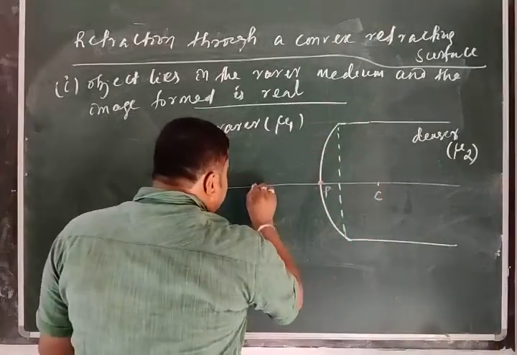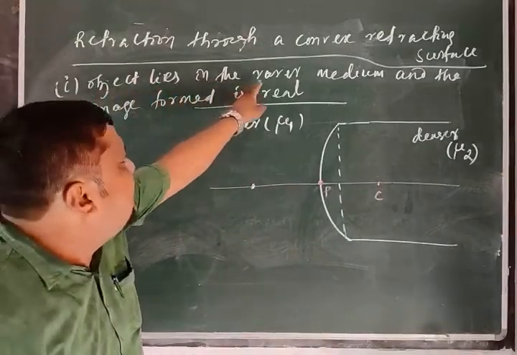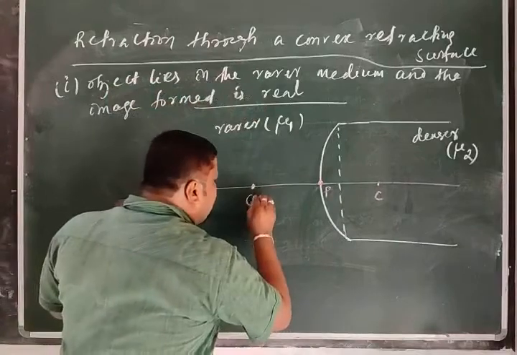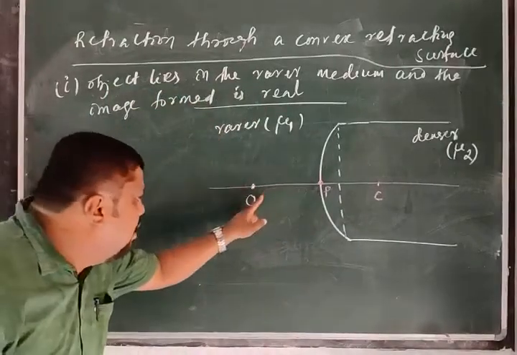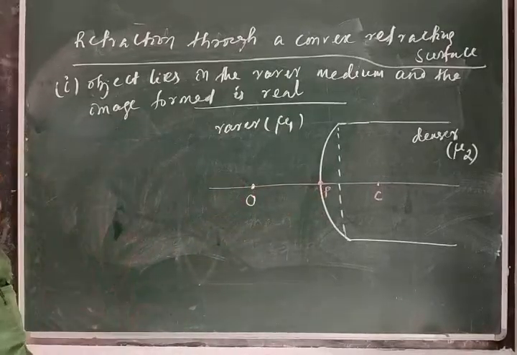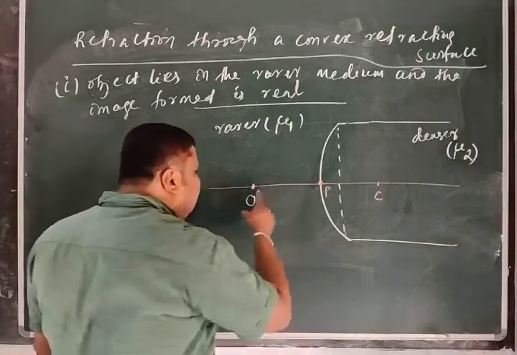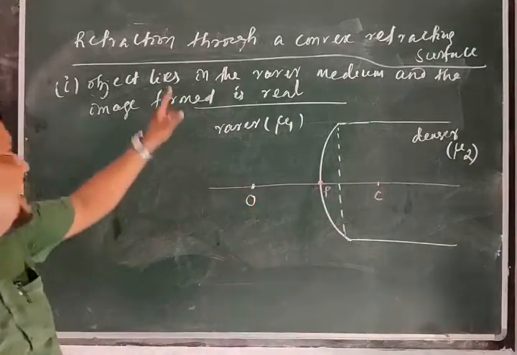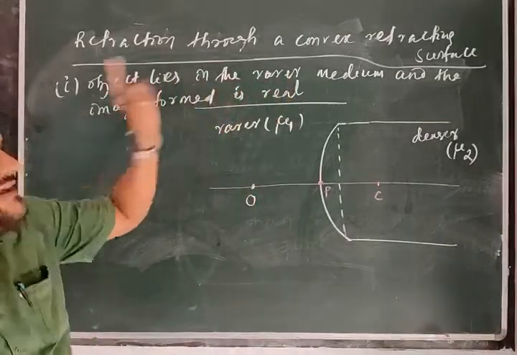Now let the object lie in the rarer medium. Let this be the object O in the rarer medium. P to O, pole to object, that is called your object distance u. The object is at a distance u from the pole on the rarer side. So the object lies in the rarer medium, first part is over, and the image formed is real.